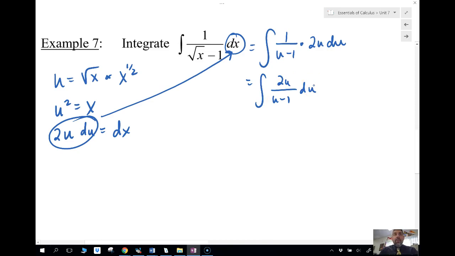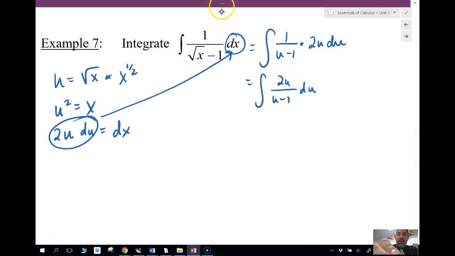So what are we going to do with that? Why don't we do some long division because the u's have the same power?